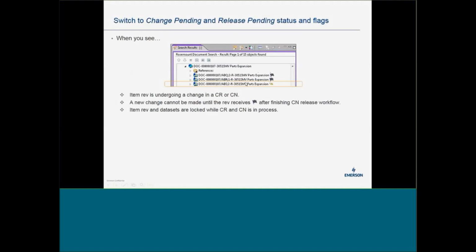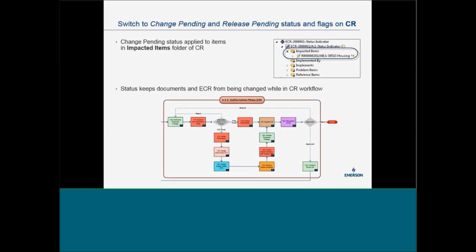A new change can't be made until the rev receives a checkered flag and finishes the CN release workflow, and the item rev and data sets are locked while the CR and CN is in process. This is the same meaning as the yellow flag in the current process. The change pending status is applied to items in the impacted items folder of a CR while it's being processed, and this will keep the impact analysis team and the change review board from changing the documents within the CR workflow.